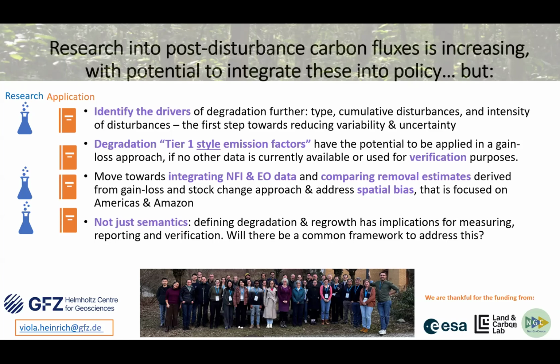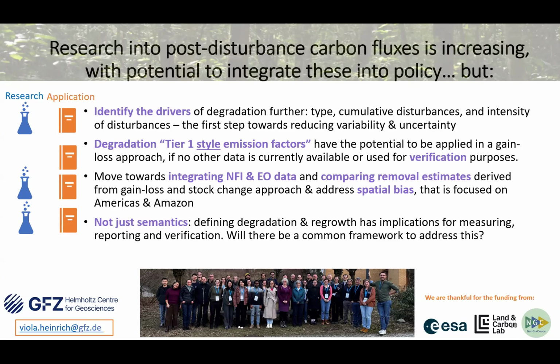One key takeaway, which I've put in different colors, research or application, blue and orange, and where these are really relevant. We need to work towards identifying the drivers of degradation fully and considering the type, whether they've been cumulative disturbances, and consider the intensity of the disturbances, which I think is one of the first steps which will help us reduce variability in the estimates we see, but also the uncertainty. We've created these Tier 1 style emission factors for degradation, which have the potential to be applied in a gain-loss approach with activity data, or used for verification or comparison purposes with national data sets.